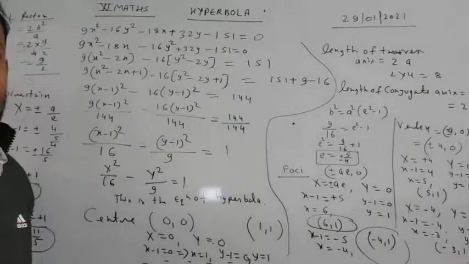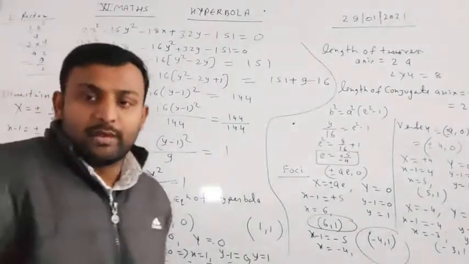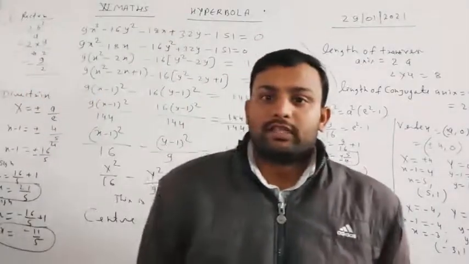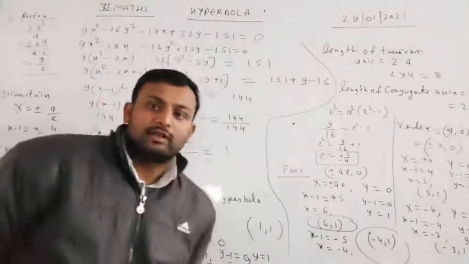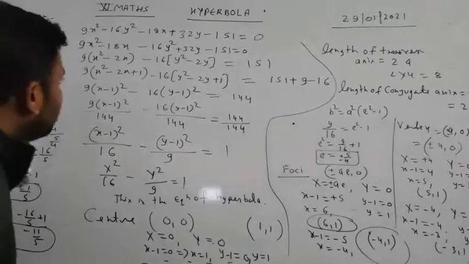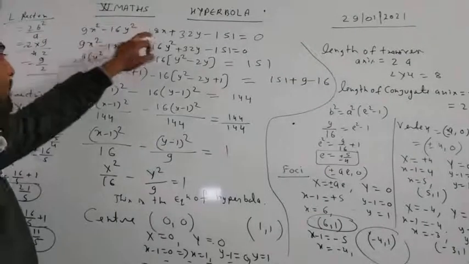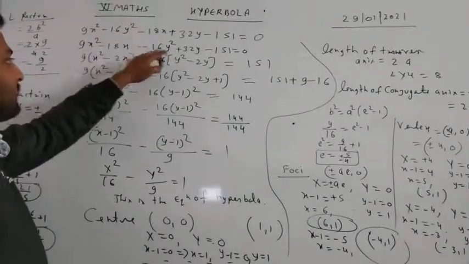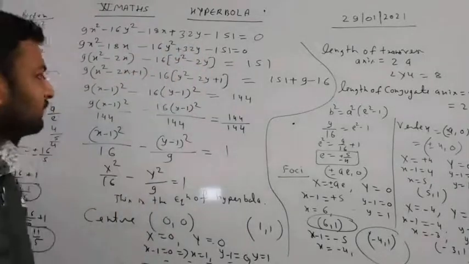that this is the standard form of a hyperbola. We have to prove that this given equation is the equation of a hyperbola. So first of all student, we will change this equation into the standard form of a hyperbola. For this, we take 9x square minus 18x minus 16y square plus 32y minus 151 is equal to 0.